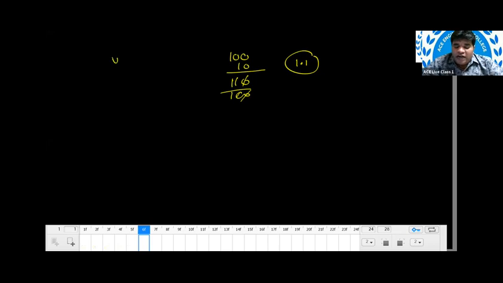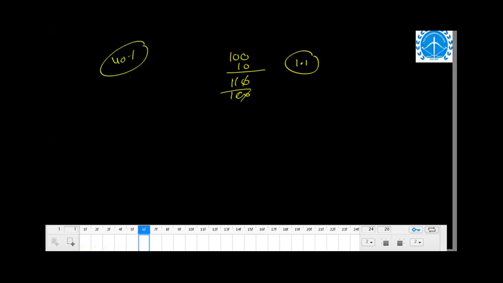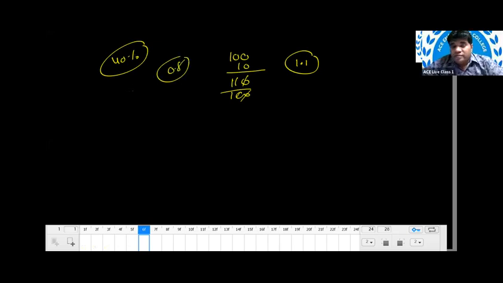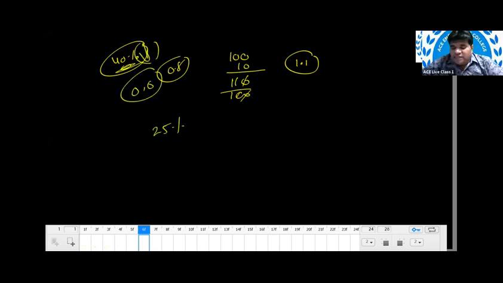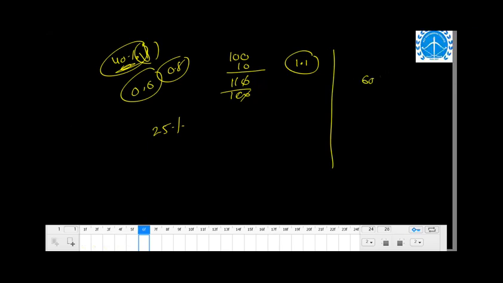Okay, 40% is increased. What is the value? 1.4. 20% decrease, what is the value? 0.8, sir. 40% is decrease: 0.6. 25% is increase: 1.25. Pavan, have you come back? Okay. 60% is increase.